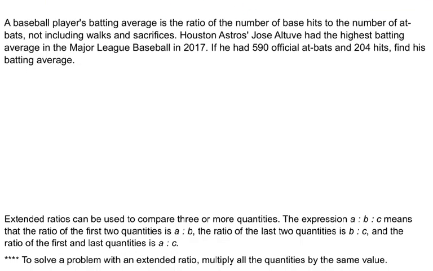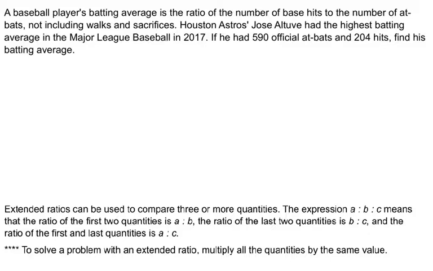So here, a baseball player's batting average is the ratio of the number of base hits to the number of at-bats, not including walks and sacrifices. If you know anything about baseball, these don't go as an official at-bat, but that's secondary here. Houston Astros' Jose Altuve had the highest batting average in Major League Baseball in 2017. He had 590 official at-bats, and he got 204 hits. So find his batting average. So again, it's hits over total at-bats.